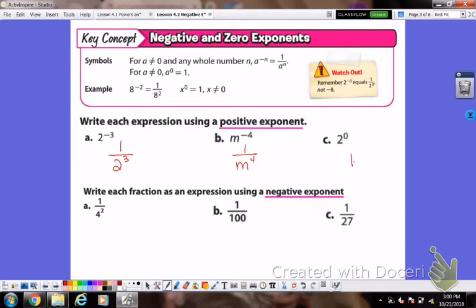So going the opposite way, we want to write each fraction as an expression using a negative exponent. Well, if to make a negative exponent positive, we moved it to the denominator, then to make a positive exponent negative, we're going to move this to our numerator, rewrite it as 4 to the negative 2. Now 1 over 100, which would be the same as 1 over 10 squared. You want to think, how could I rewrite 100? And then we would rewrite that as 10 to the negative 2. And then 1 over 27, which is the same as 1 over 3 to the third, rewriting 27 as an exponent. So then with the negative exponent, 3 to the negative 3. So your negative exponent just deals with moving from numerator to denominator.